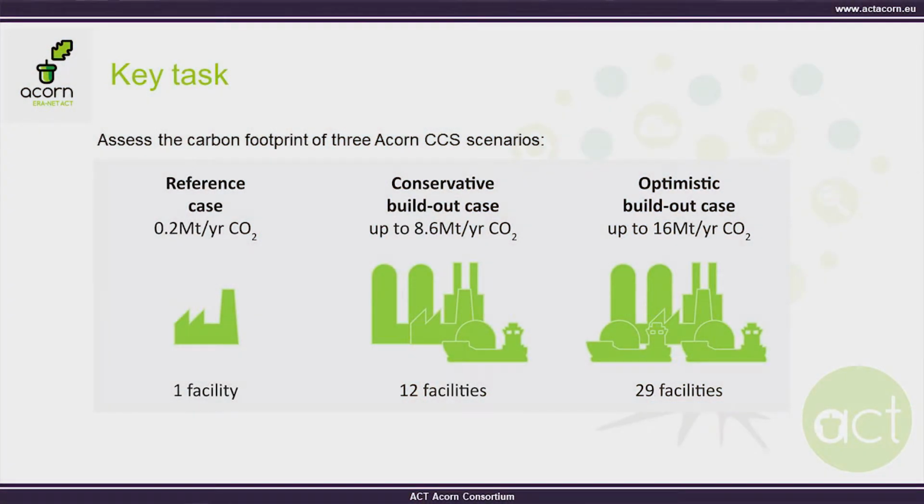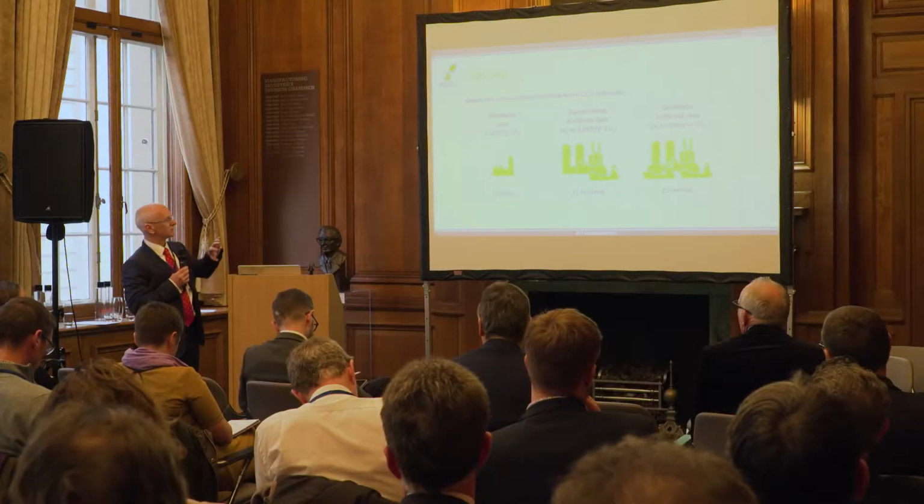The key task was to assess the carbon footprint for 3 different scenarios. I'll come back to what we mean by carbon footprint in a moment, but firstly the scenarios. This winds back to what Alan was talking about in terms of the expansion options. On the left-hand side we've got the reference case, how to start small and build, with one CC, or carbon capture, facility. And then a couple of build-out cases: a conservative case of just over 8 million tonnes per year, and a more optimistic one, around double that. You can see the number of facilities as we progress.